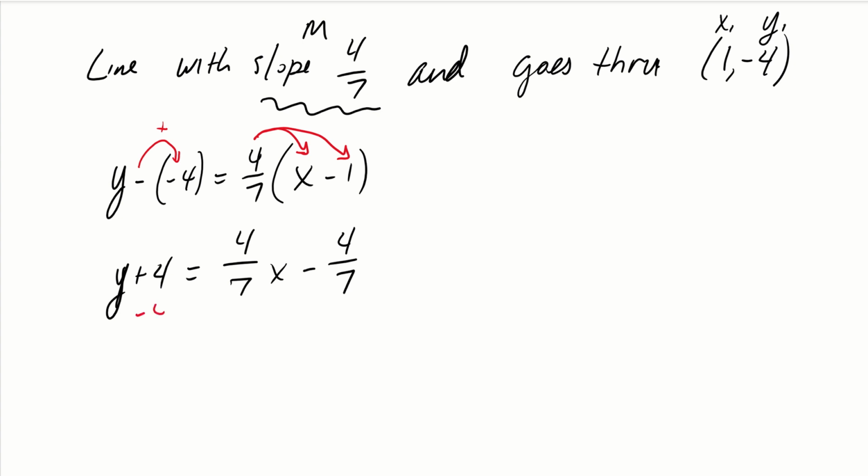And we just subtract 4 on both sides. And so negative 4/7 minus 4. I made this up on the fly, so that's why I'm not getting pretty numbers, but you end up getting y equals 4/7 x minus 32/7. So this is point slope form up here.